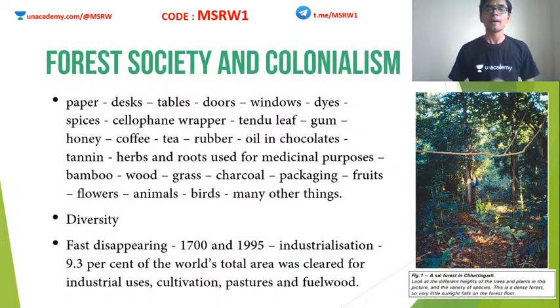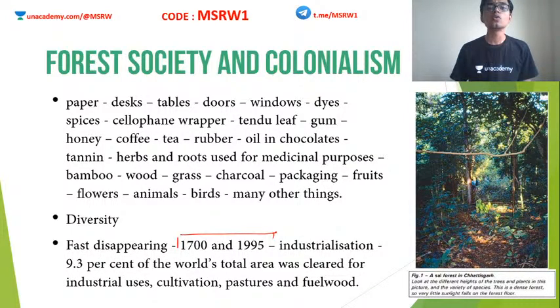But we will see that during the period between the end of the 17th century and the end of the 20th century, there is a sharp decline in the amount of forest all over the globe. So this abundance of diversity, this abundance of resourcefulness, is seeing a decline in this period of 300 years. What happened? It is simple. Industrialization started in European nations. As a part of industrialization, these nations wanted more and more raw materials.